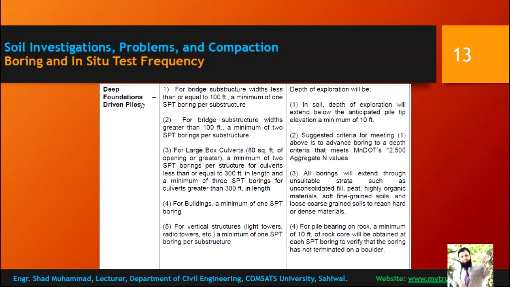Alright. For deep foundation driven piles, you know that in deep foundation you have to drive the piles, so for bridge substructure width less than or equal to 100 feet, a minimum of 1 SPT, and for bridge structure greater than that, 2 SPTs as per the previous one, and these are same. And for buildings a minimum of 1 SPT boring, and for vertical structures 1 SPT. So depth, you can go through it.